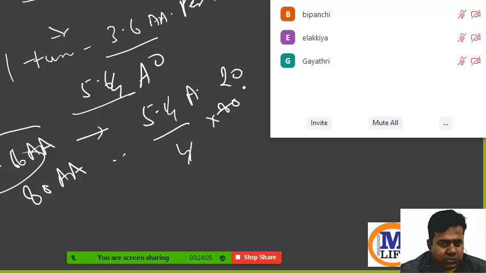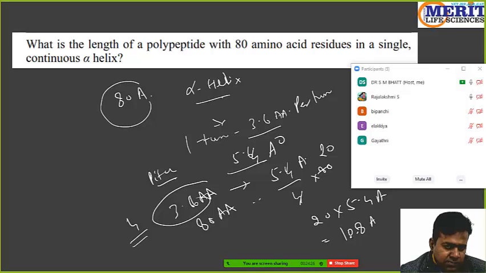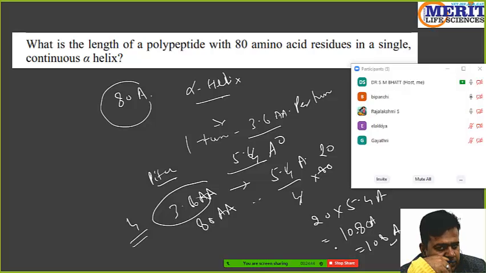And 20 multiplied by 5.4 angstrom. So it will be around, okay, how much? 10.8, am I right? Not 10.8, 108 angstrom. It will be. Is it correct, Bipanchi? If you are taking 3.6, na? Just jumped out, no? So it was a very clear-cut picture of the alpha helix.